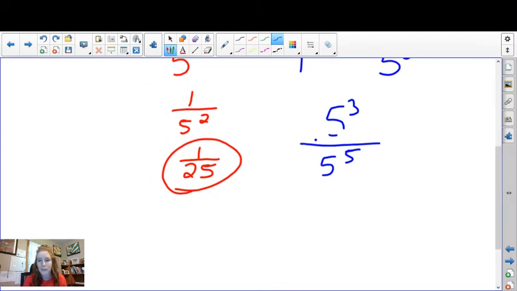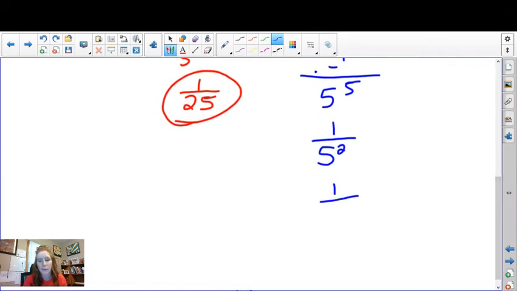That's all. And then again, I can subtract, and I see I have more 5s on the bottom. So I have 1/5 to the 2nd. And 5 to the 2nd is 25. So my answer is 1/25.